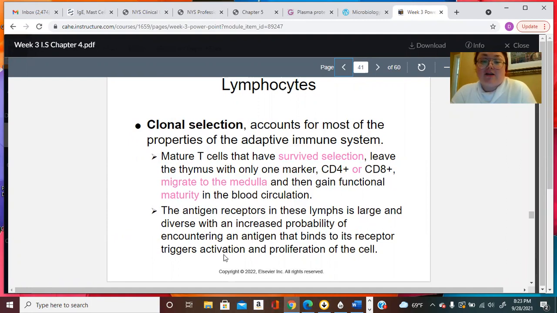They're going to migrate from the thymus, go to the medulla of the lymph organ, or go to the spleen, or go right into circulation. But essentially, you're going to become one or the other, and they have to survive that selection process. Otherwise, they get voted off the island for apoptosis.